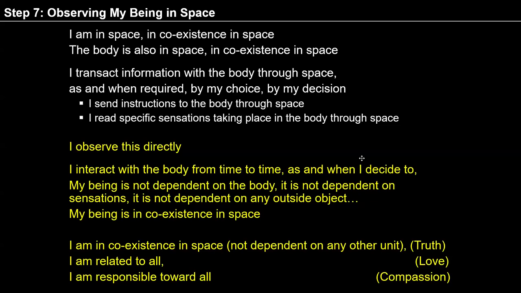So I transact information with the body through space as and when required, with my choice, with my decision. I send instruction to the body through space. I read specific sensation taking place in the body through space. So all this is happening in space. So I exist in space, body exists in space, with coexistence. And both are transacting in coexistence in space. So I observe this directly. I can observe this directly. I interact with the body time to time as and when I decide to interact.